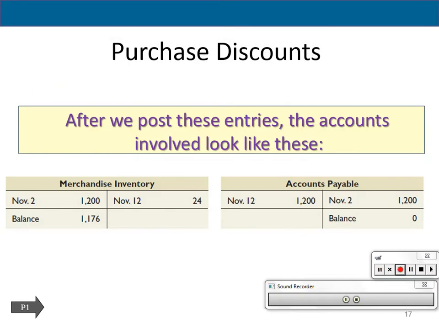So these are just the T accounts. You got merchandise inventory, which is an asset. And so we showed an increase of $1,200, a decrease in value of $24 for the discount. And now the balance is $1,176. Accounts payable was increased by $1,200 and then decreased once it was paid on the 12th for $1,200.